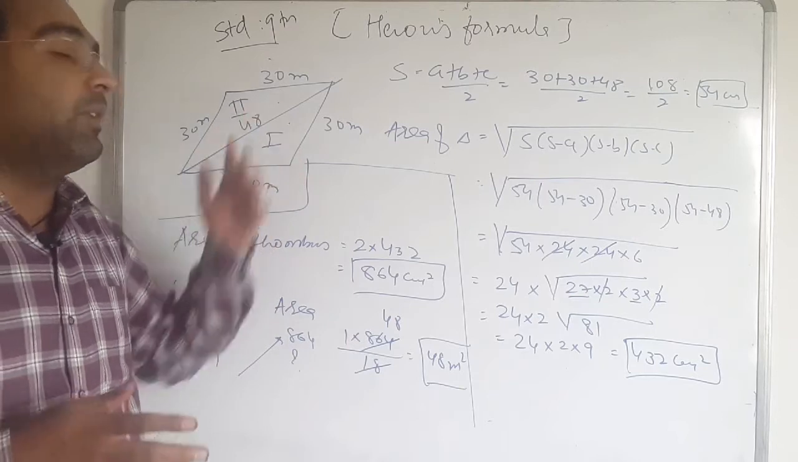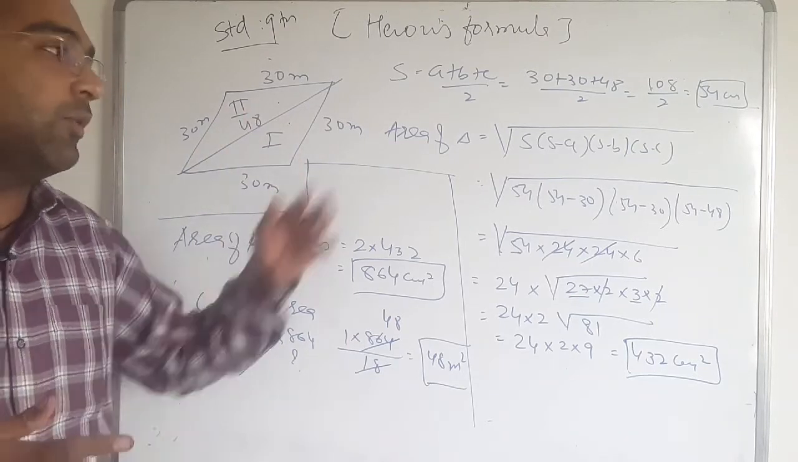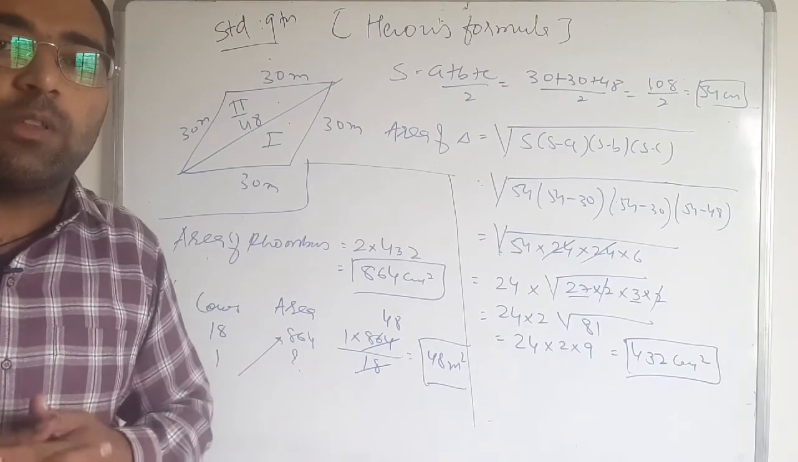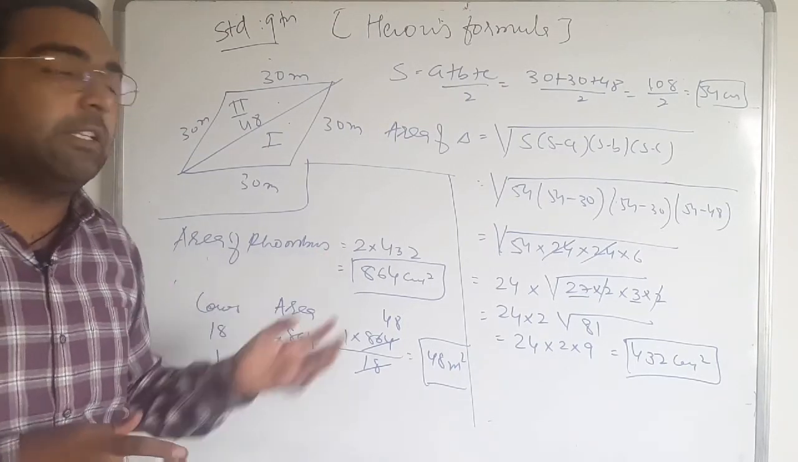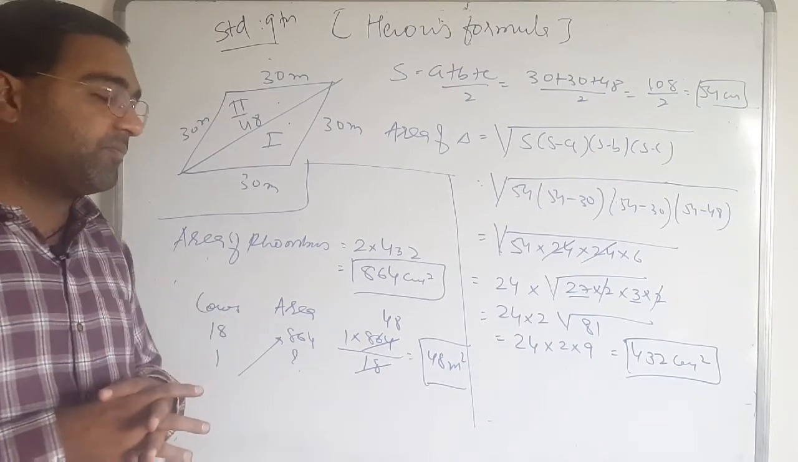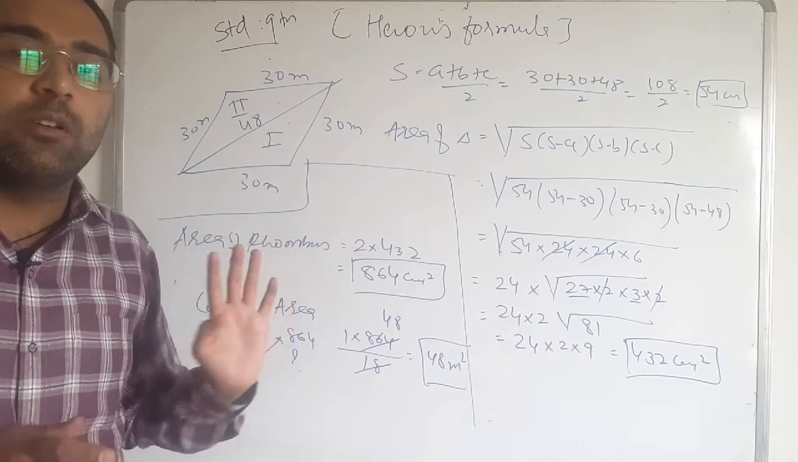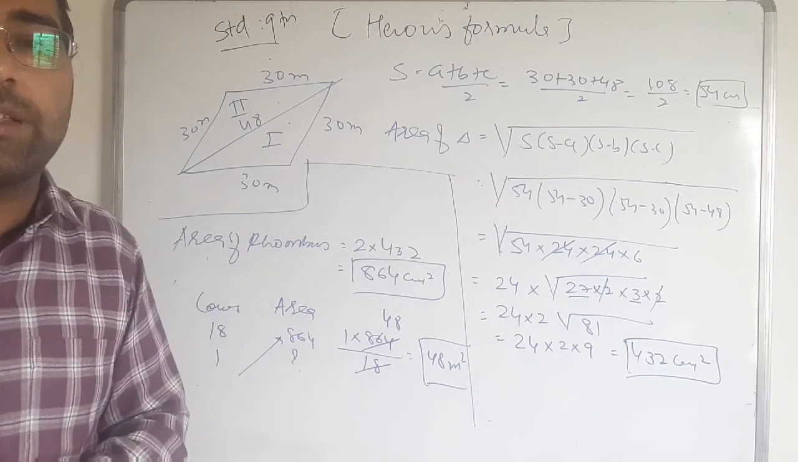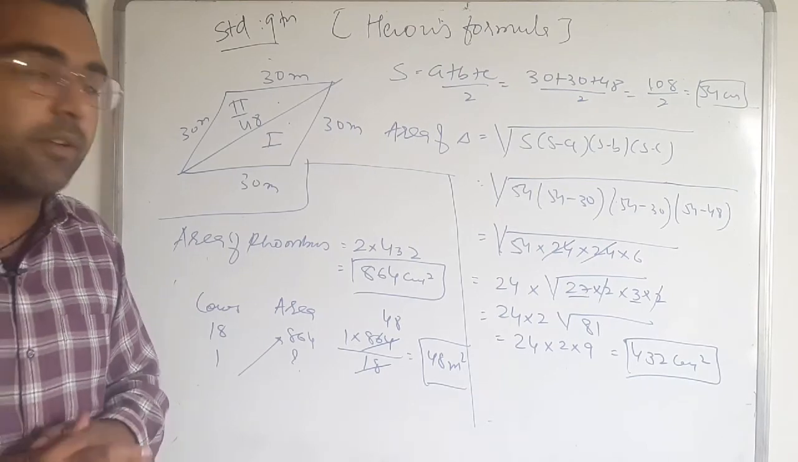If you want to calculate the area of the second triangle also, you have to do all the calculations again, and after that add 432 plus 432, which is also 864. But that's a long method. We should multiply by 2. That's the easy one from the exam point of view. Clear?